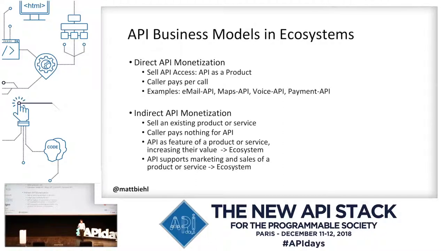And then there is this indirect monetization. And that usually happens if you have another product that you want to sell. The API itself is not the thing that you want to sell. The API helps you sell your traditional product. The API helps you sell the insurance. The API helps you sell the car. The API helps you sell the financing. So the caller pays nothing for the API. Money is made in the traditional way. You just steer the customers through the API. Right, so an API is basically a support for marketing and sales. API is a marketing or sales channel, if you want.